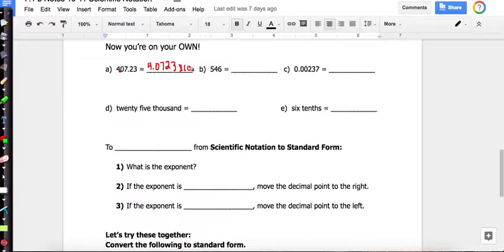times 10. Now this time, the decimal is not at the end of the number, it's kind of in the middle, so I'm going to stop when I get there. 1, 2. So this is times 10 to the second.